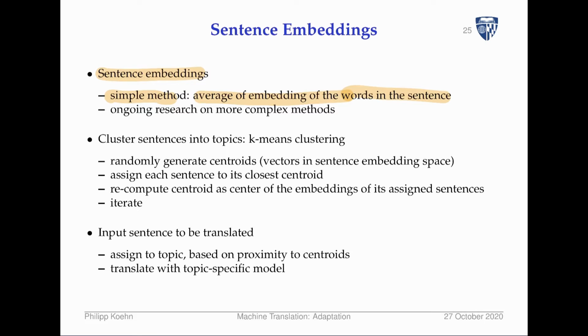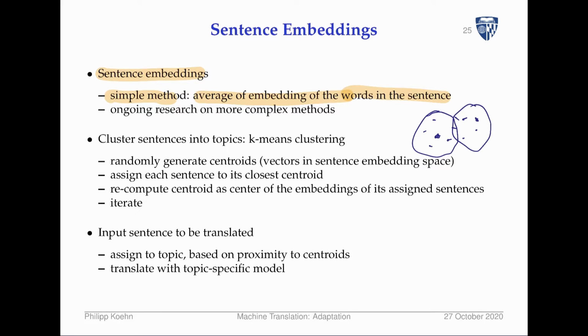So this could be things like k-means clustering, with randomly generated centroids, and then assign each sentence to its closest centroid, and then recompute the centroid as the center of the embeddings of its assigned sentences, and iterate. To give you a quick idea how this works: you have all these sentence embeddings, and you first say, okay, we're going to pick one of these things as centroids, and then say, okay, this is the one cluster, this is the other cluster.